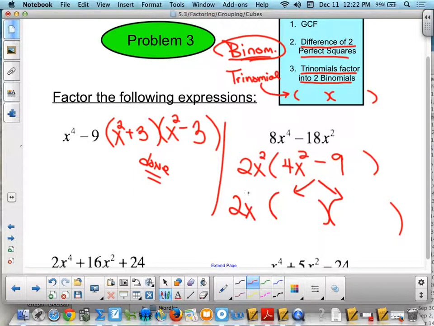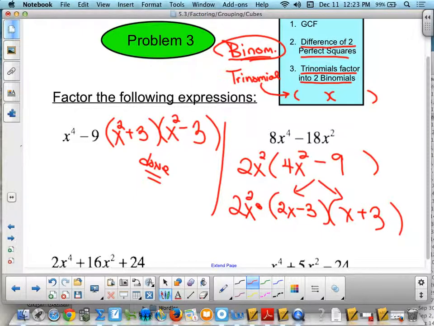2x squared will not go away. It's stuck on you. You can't lose it. All right. What are the two factors, Ethan? 2x minus 3, okay, times x plus 3.